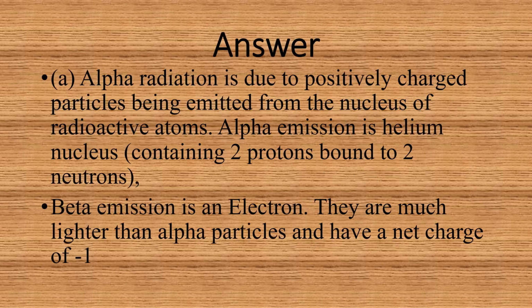Answer. A. Alpha radiation is due to positively charged particles being emitted from the nucleus of radioactive atoms. Alpha emission is a helium nucleus, containing 2 protons bound to 2 neutrons. Beta emission is an electron. They are much lighter than alpha particles and have a net charge of -1.